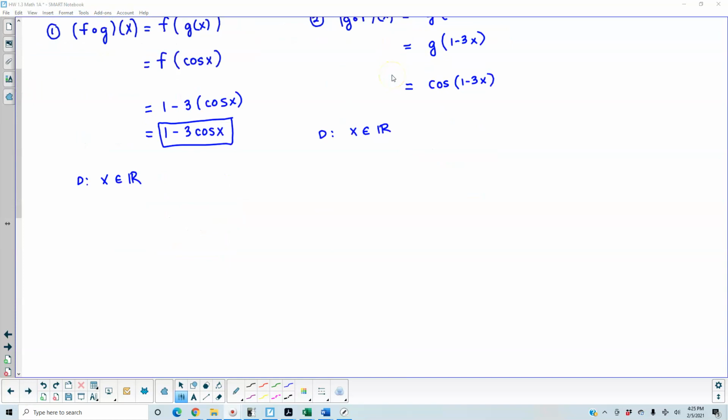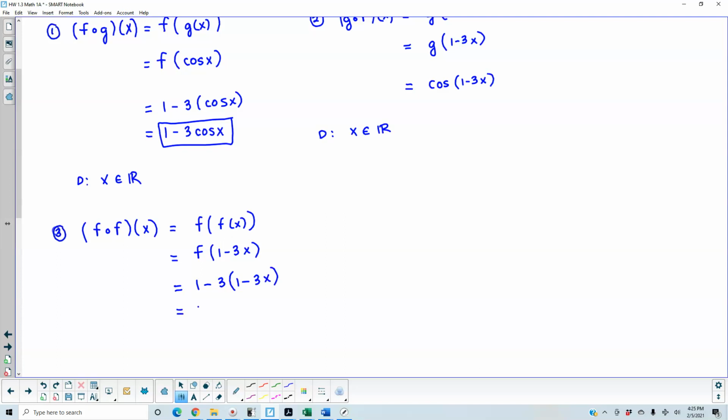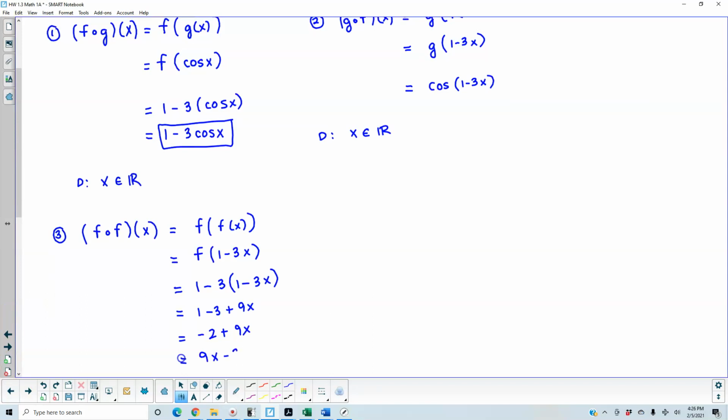Now let's take a look at f composite f. So we want to find f composite f of x, which the definition is f of f of x, where f of x is the input on f. Well, we know that f of x is 1 minus 3x. Now that becomes the input for x in the function f, so it's going to become 1 minus 3 times 1 minus 3x. And let's distribute that negative 3, so we get 1 minus 3 plus 9x, which becomes negative 2 plus 9x, which is also equal to 9x minus 2.